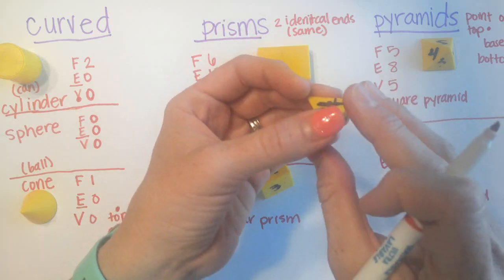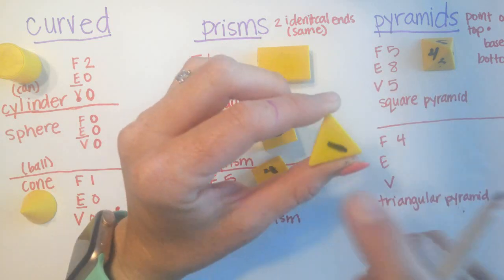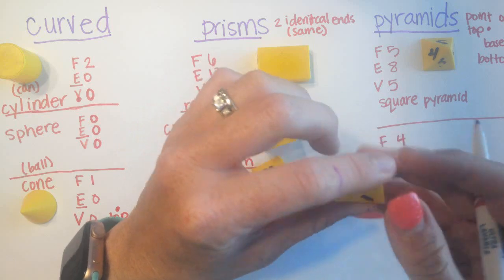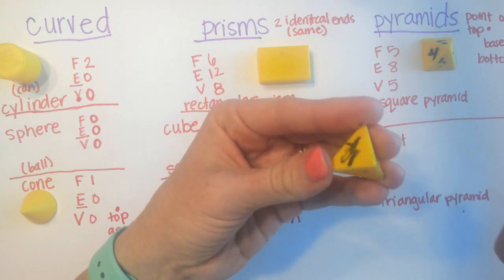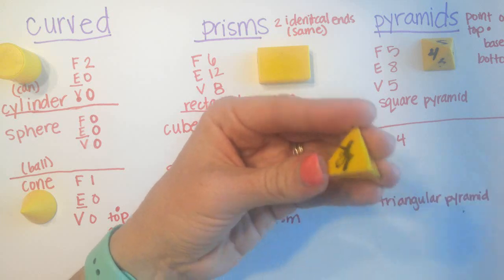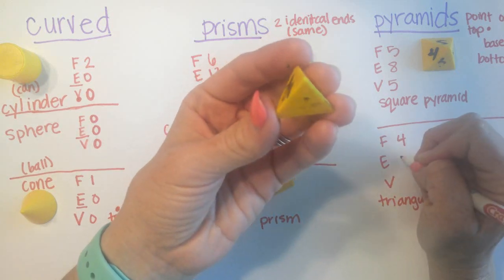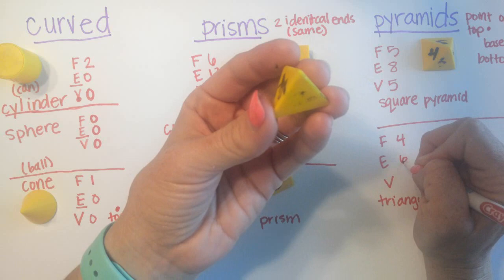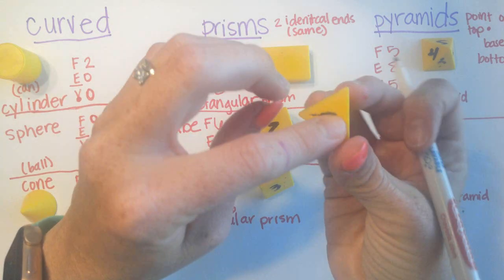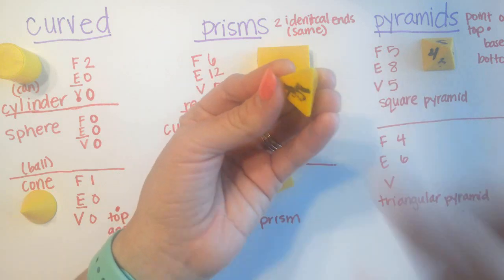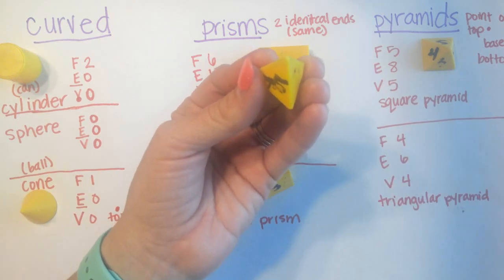Then we have our edges. We'll go back to the bottom. Start at the bottom. 1, 2, 3. And then we go up to the top. 4, 5, 6. So 3 at the bottom and 3 going up top makes 6 edges. And then our vertices, we have 1, 2, 3 at the bottom, 1 on top makes 4.